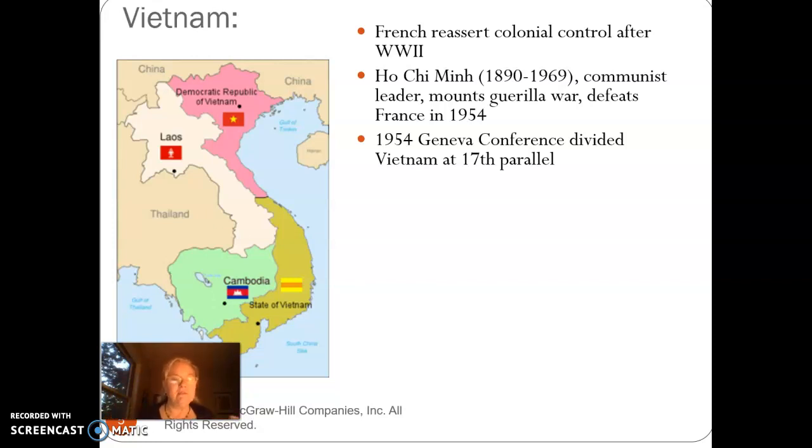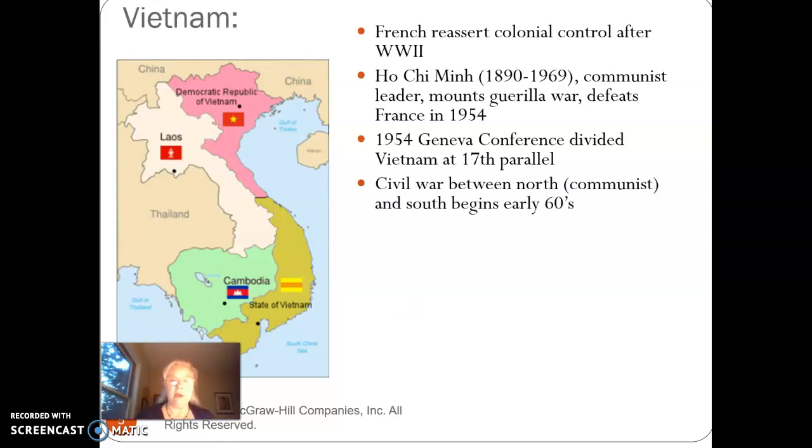So the Geneva Conference convenes in 1954, and it is determined that Vietnam will be divided at the 17th parallel. The northern part, the Democratic Republic of Vietnam, and you may notice that a lot of communist places call themselves democratic, even though they aren't in the sense that we think of democracy. And this is very much like Korea being divided at the 38th parallel, with a demilitarized zone. The State of Vietnam will be in the south, and that will be supported by the West and by the U.S. So the civil war begins between the North and a group called the Viet Minh will attack the South, and this begins in the early 1960s.